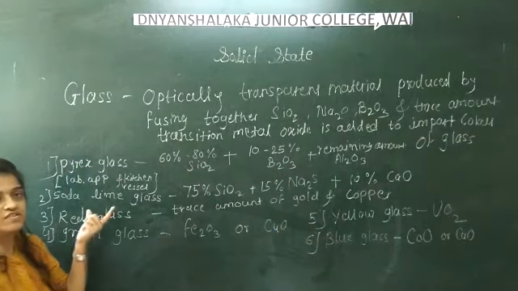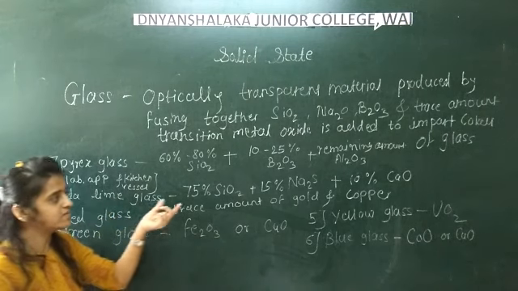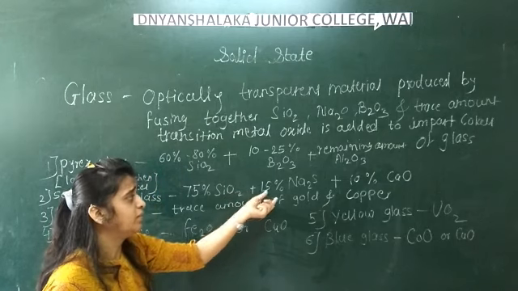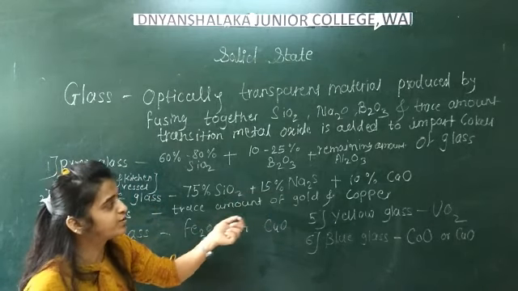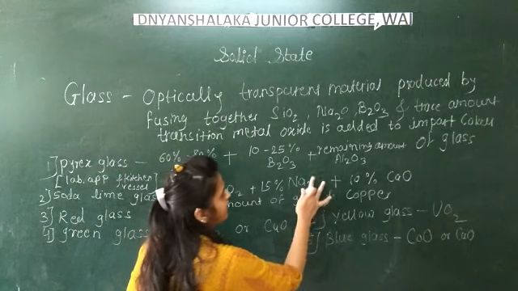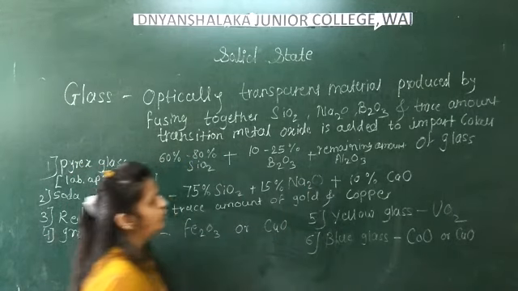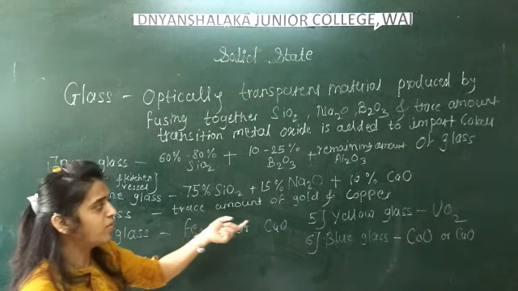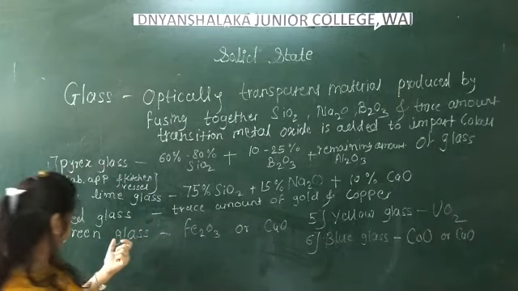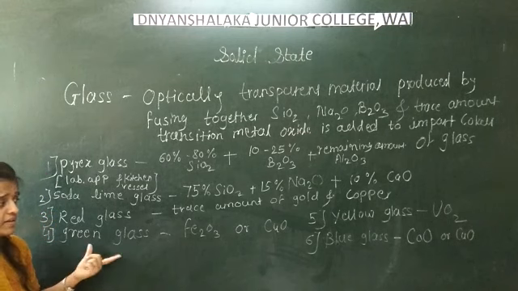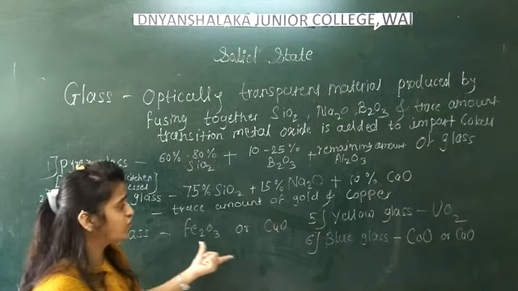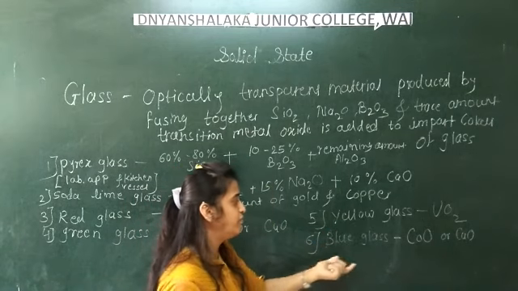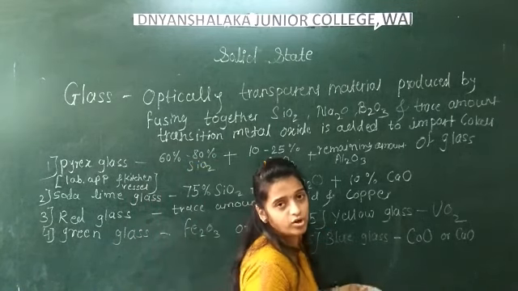Next type of glass is soda lime glass. Soda lime glass is 75% silicon oxide plus 15% sodium oxide and 10% copper oxide. Next, red glass can be prepared with a trace amount of gold and copper. Next, green glass is iron oxide and copper oxide. Yellow glass is uranium oxide, and blue glass is cobalt oxide or copper oxide.